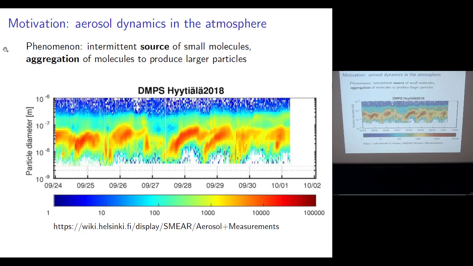We see here that in the morning, there are very small particles. This is like a source that is produced from the interaction of the sun with plants, something like that. Then the source stops, so there seems to be an intermittent source. Also, we see that the clusters grow over the day. I will use the words cluster and particle to mean the same. This growth is due to coagulation. So what we want to start to study is coagulation with a source. This is the motivation, and we will study stationary solutions.